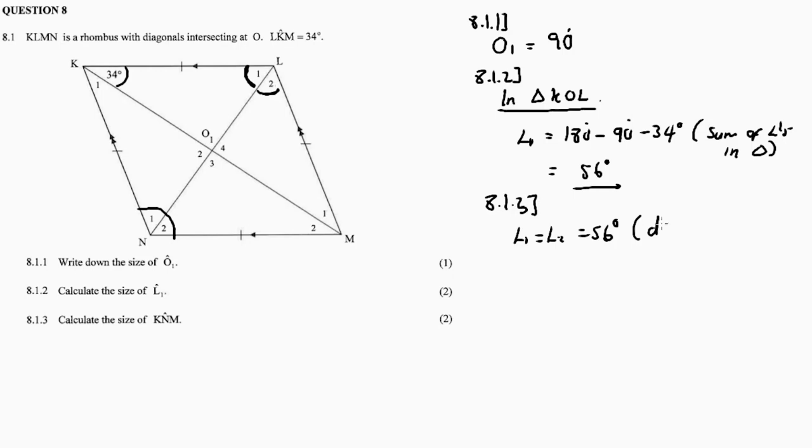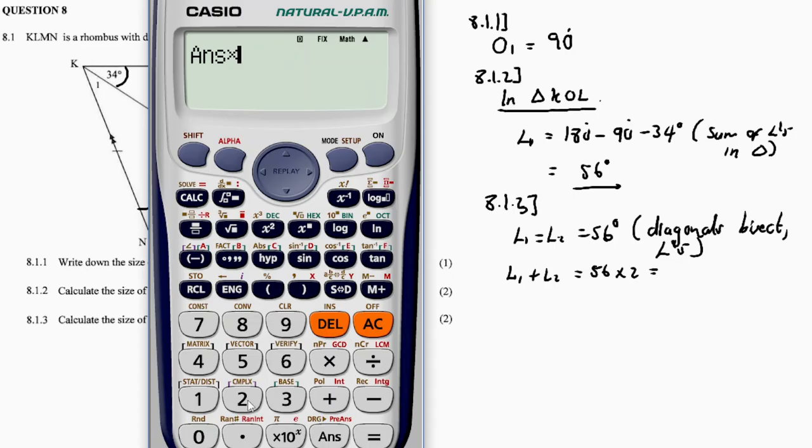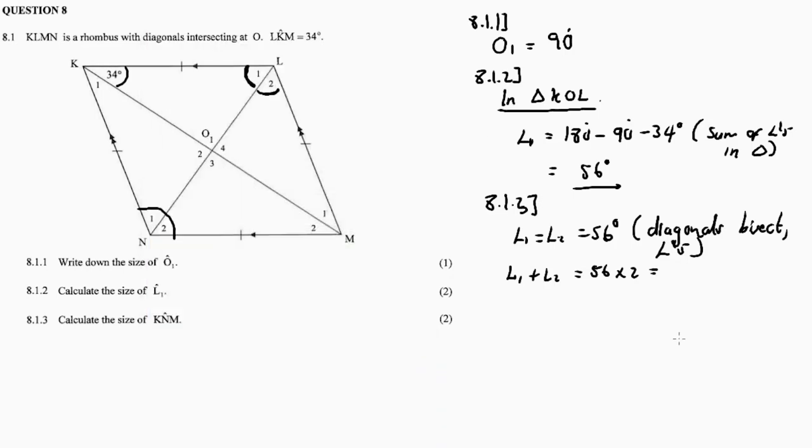Why? The diagonals bisect the angles, right? So L1 and L2 are equal. L1 plus L2 is equal to 56 times 2, which is equal to 112 degrees. So the whole angle is 112 degrees.